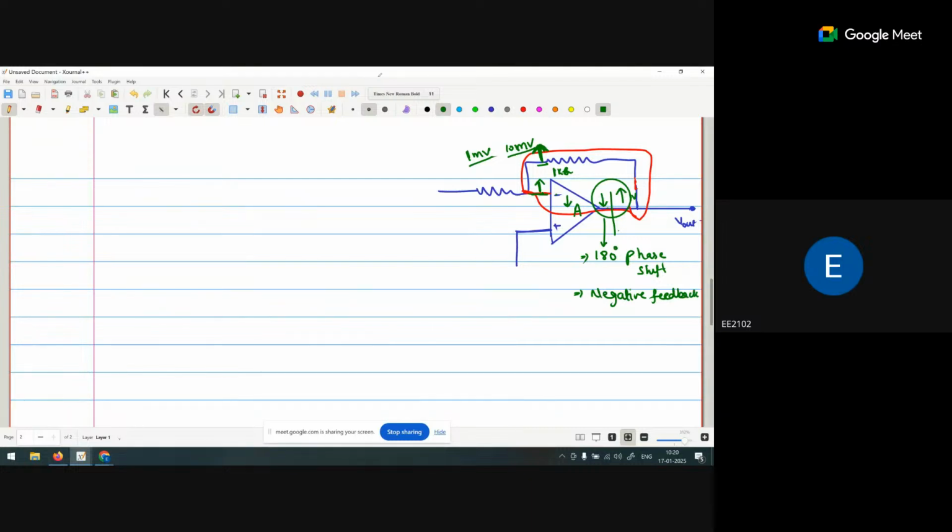So the first thing when we are solving an operational amplifier question, we have to check whether the circuit is positive feedback or negative feedback. This is the first thing.